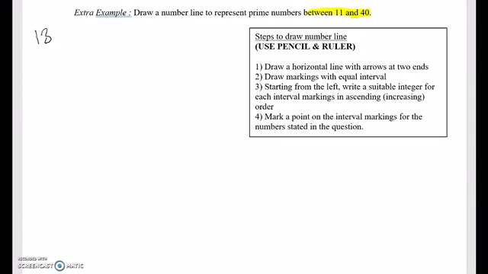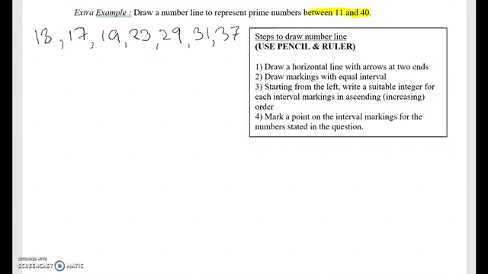The next prime number required is 17, followed by 19, 23, 29, 31, 37. So we need to draw a number line to represent these numbers. So now, having known the numbers required, we can start to draw our number line.